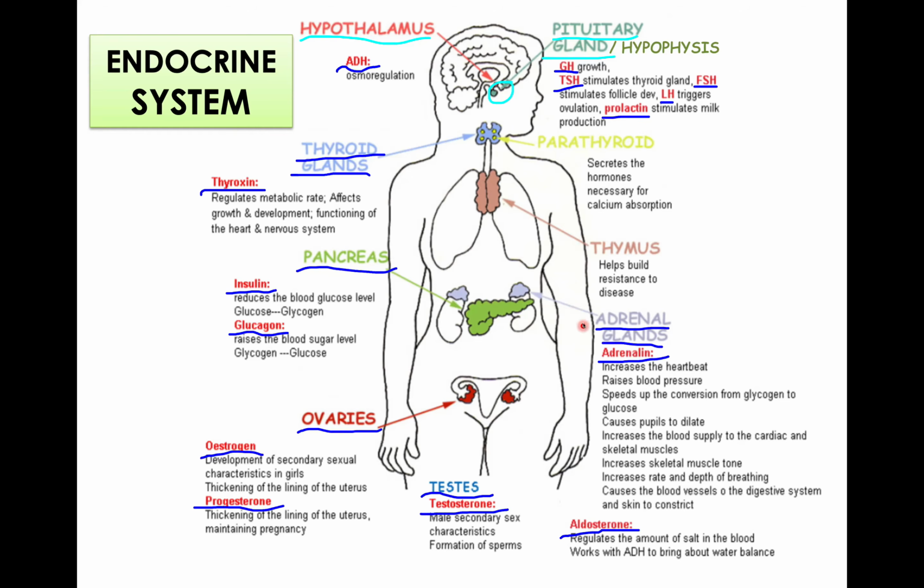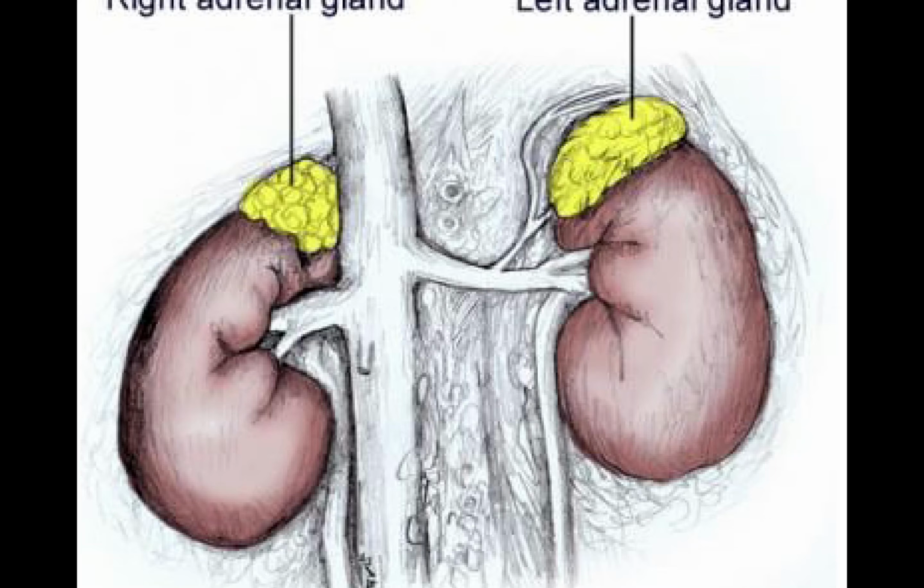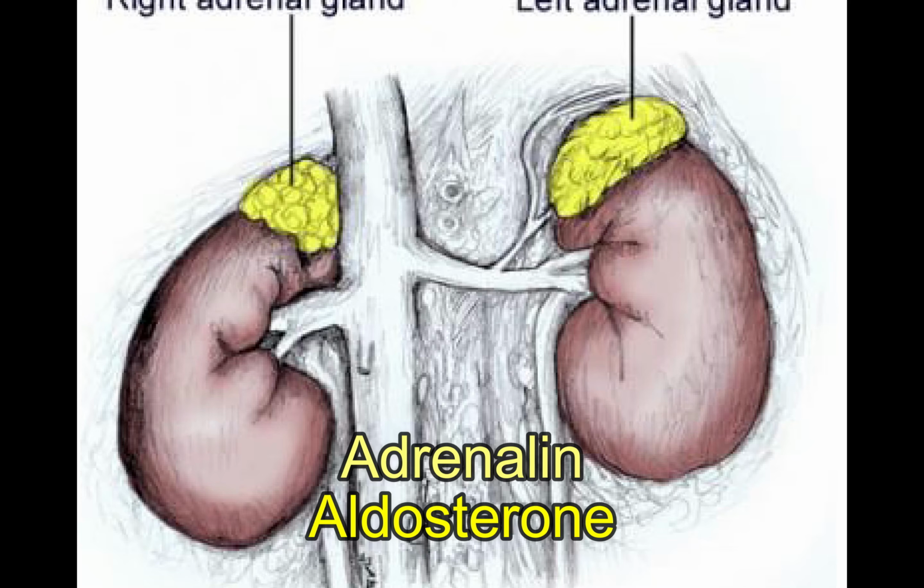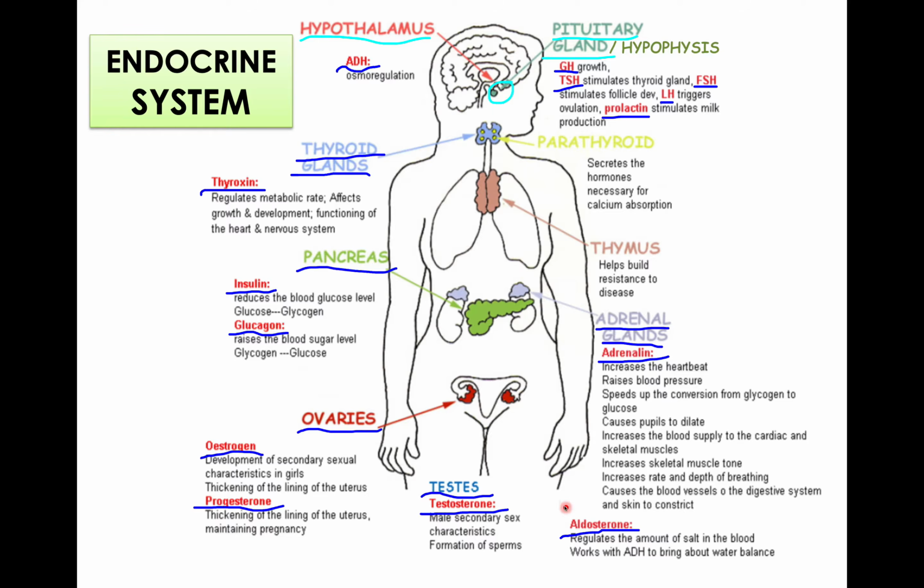Moving on to the adrenal glands. Where is the location of the adrenal glands? Very good. On the top of each of the kidneys. Adrenal glands are very important because they are responsible for the secretion of two hormones, namely adrenaline as well as aldosterone. Let's take a look at their functions.